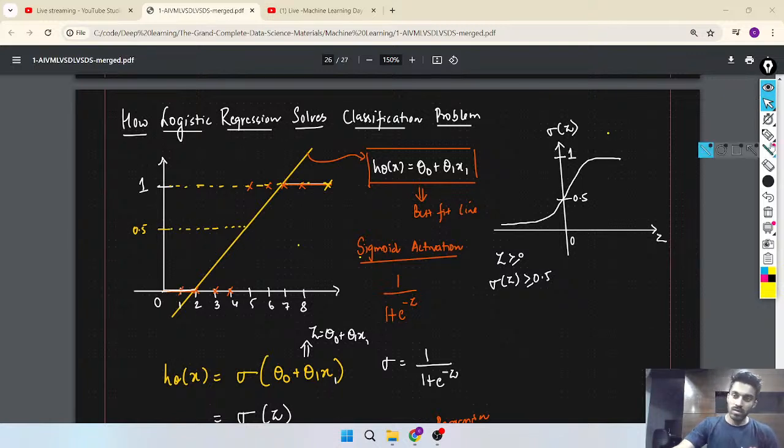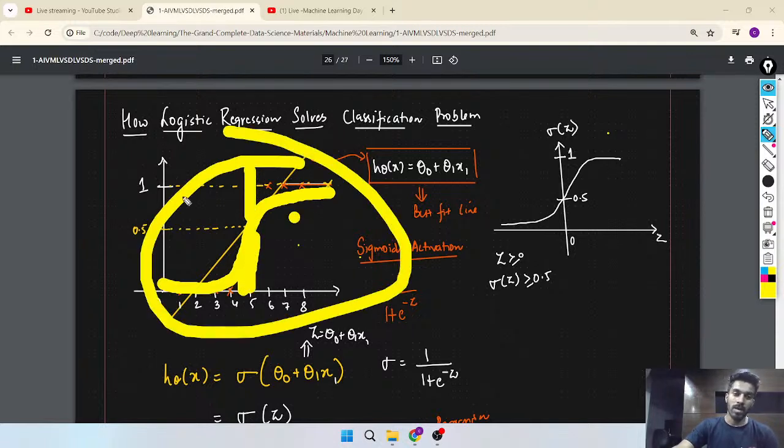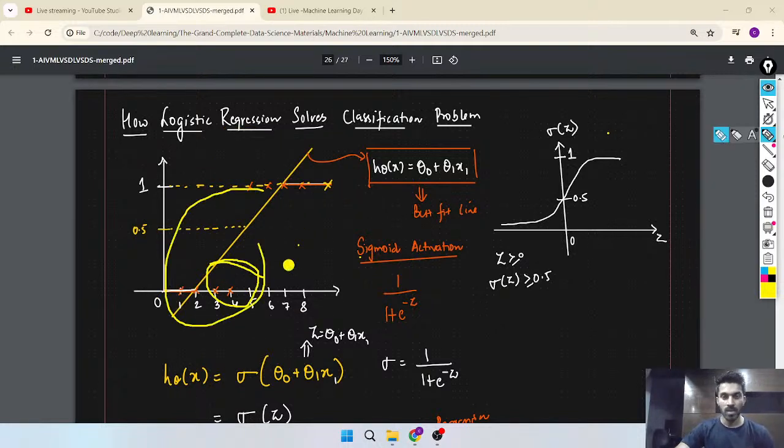So to reduce this, they have applied a sigmoid function. What does the sigmoid function do? It squeezes the line like this. So if you now get an outlier, your model will not be impacted by the outlier. By applying a sigmoid function, you are able to solve the problem.